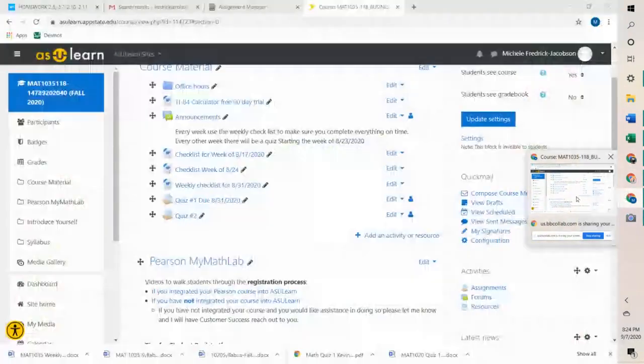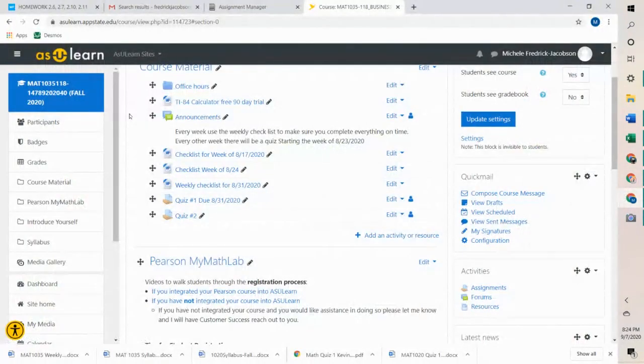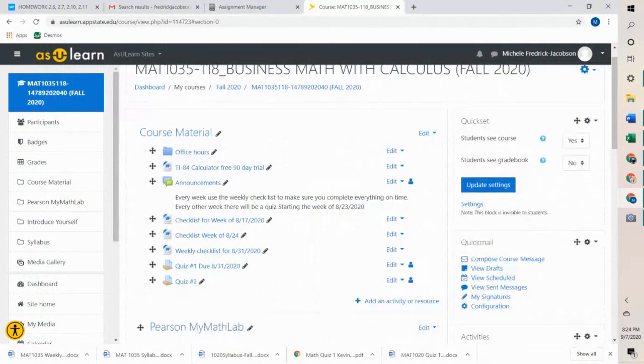Now the TI-84 calculator, up on As You Learn, I put the TI-84 calculator. There's a free 90-day trial. So don't go buy a calculator just for this function. I don't really think we'll be using it for anything else.